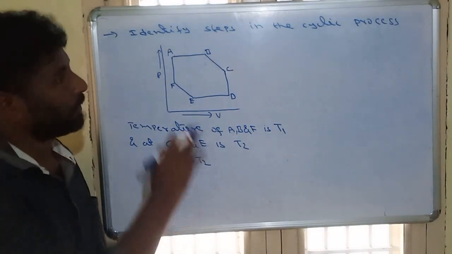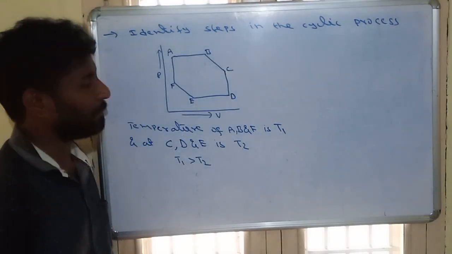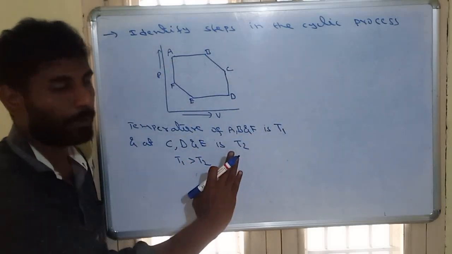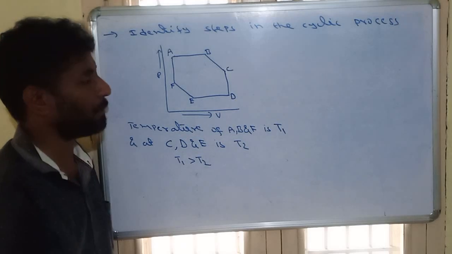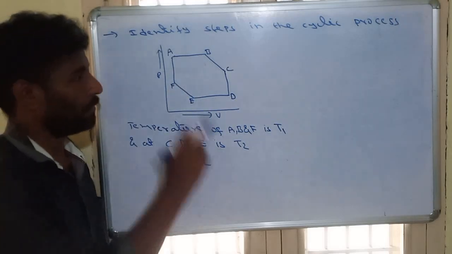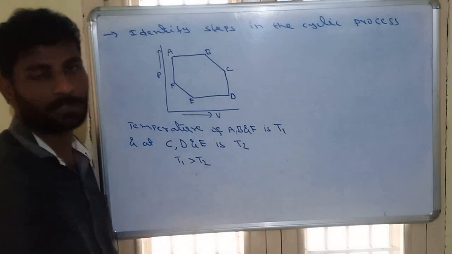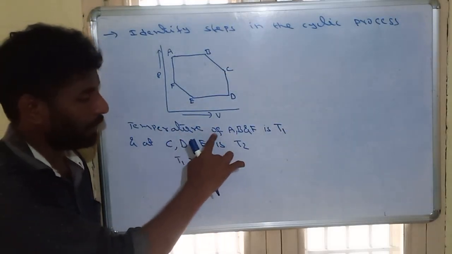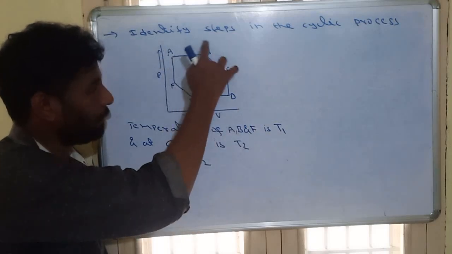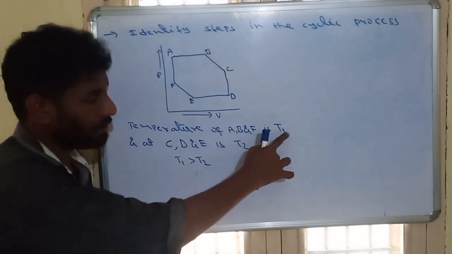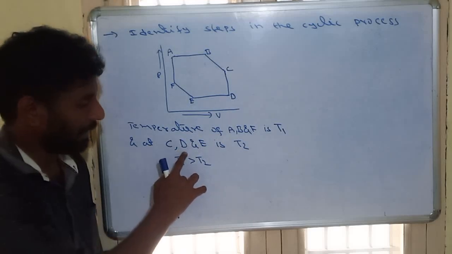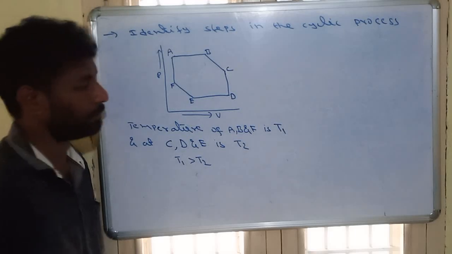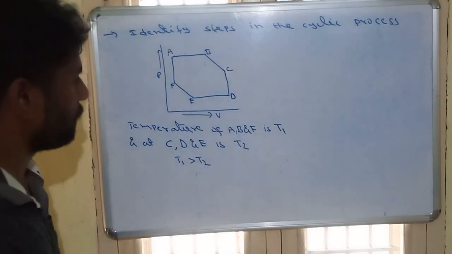See this question. Identify the steps involved in this cyclic process. The pressure versus volume graph is given. We have to identify what the steps involved in this cyclic process are: from A to B, what is the process, B to C, what is the process. We just have to identify. It is also given that the temperature of AB is T1 and at CD the temperature is T2, and T1 is greater than T2. So this process we have to identify.